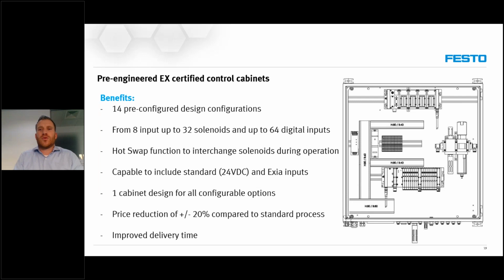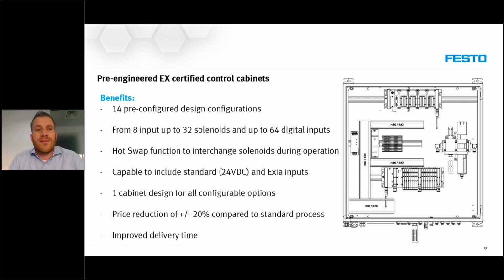So the benefits in a row, and also here on the right-hand side you can see a little bit more detail about the digital inputs as well as the pneumatic part for the control cabinet. But as you can see from the picture before, all the layout and all the main components which are not configurable, or do not need to be configured for the job, are all kept the same. So in total, this brings us up to 14 pre-configured designs and configurations we've made.